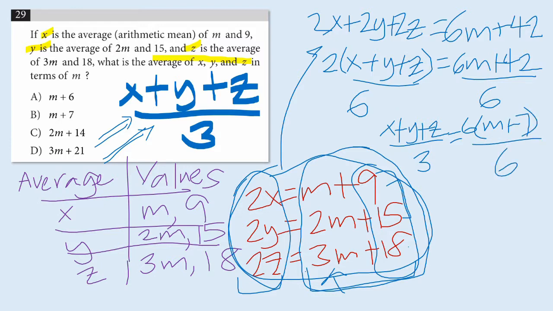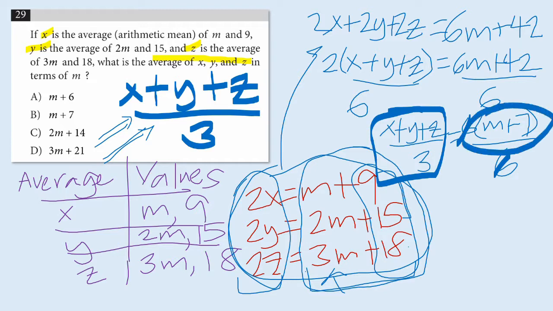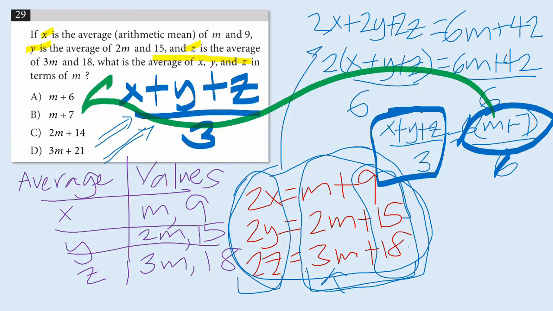And what do you know? At this point, I now have x plus y plus z over 3, which is the average of x, y, and z. And on the right, the 6 cancels in the numerator and the denominator, and I'm left with m plus 7, which in fact is our answer, choice B.